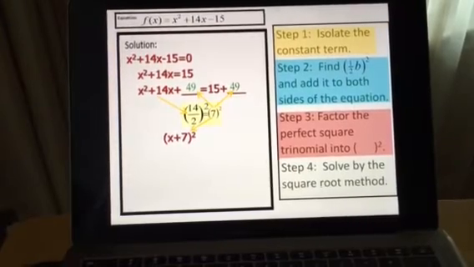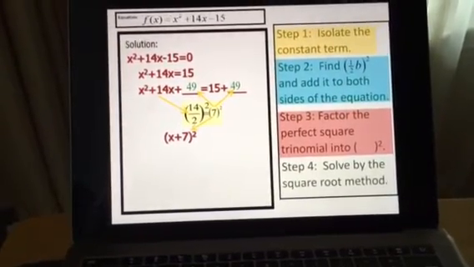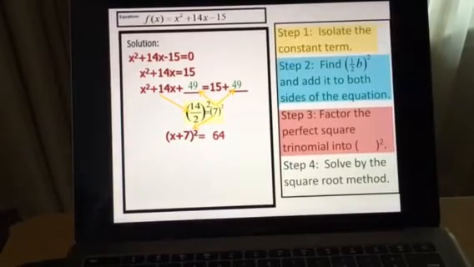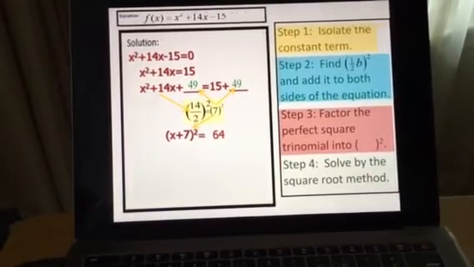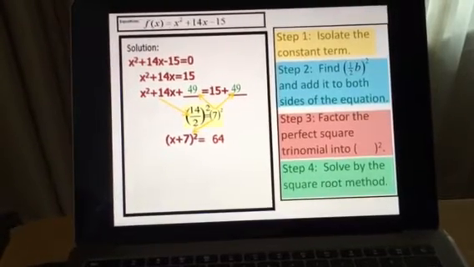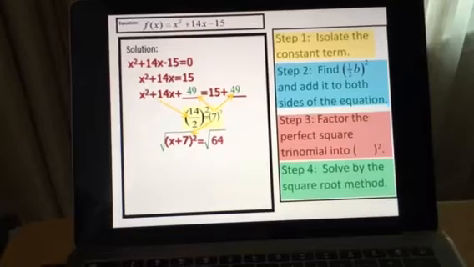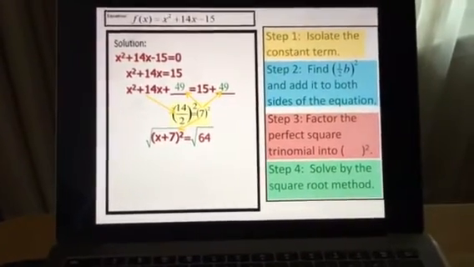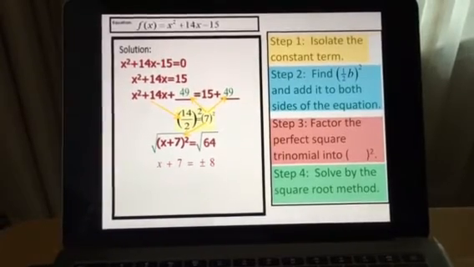So now we're going to go ahead and write it as a perfect square trinomial. So x plus 7 squared is equal to 64. And where did we get 64 from? It's 15 plus 49. Last step, we're going to take the square root of each side, and we get x plus 7 is equal to plus or minus 8.